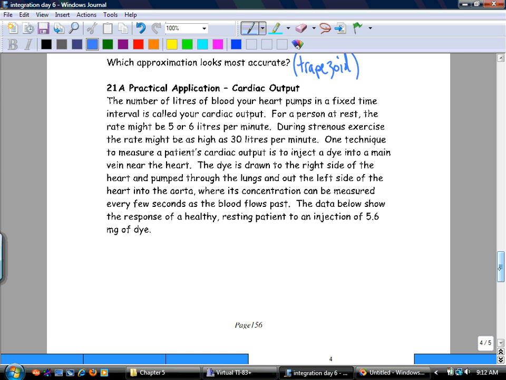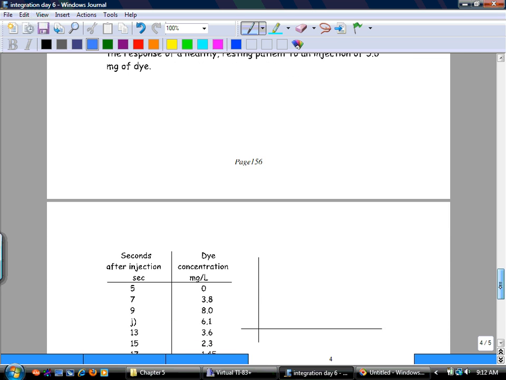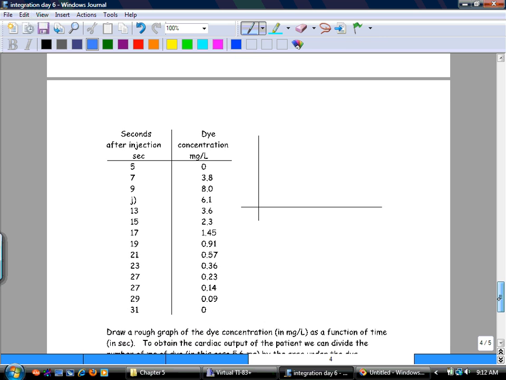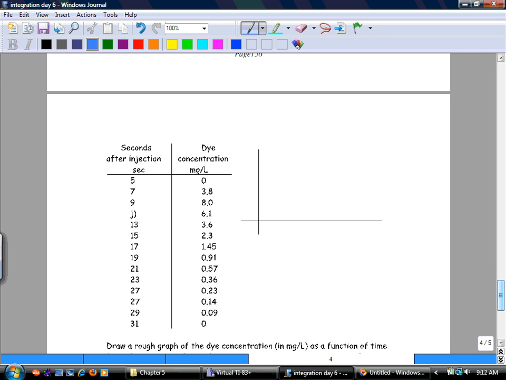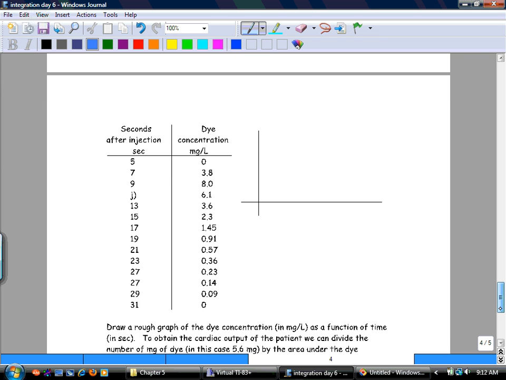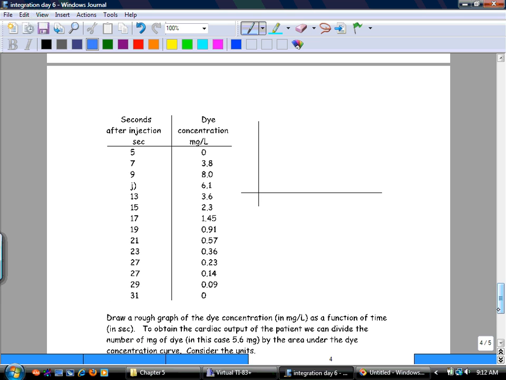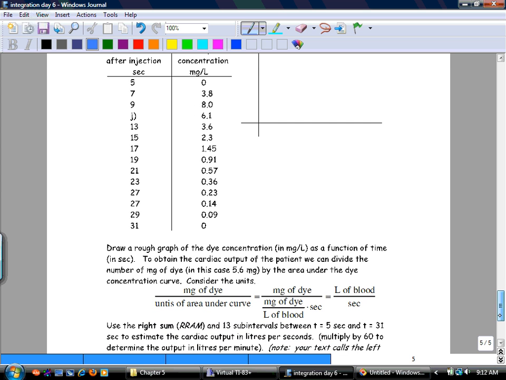Flip the page. A little history story lesson here. So, draw a rough graph of the dye concentration in milligrams per liter as a function of time in seconds. To obtain the cardiac output, we can divide the number of milligrams of dye by the area under the curve. So there's the old calculation.